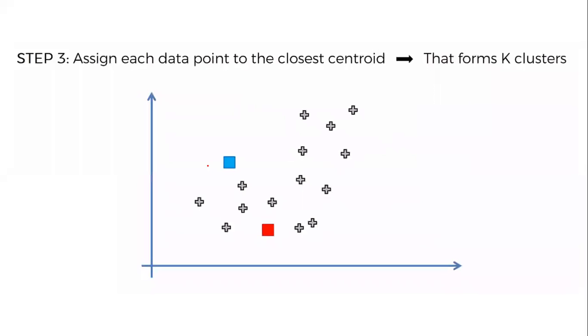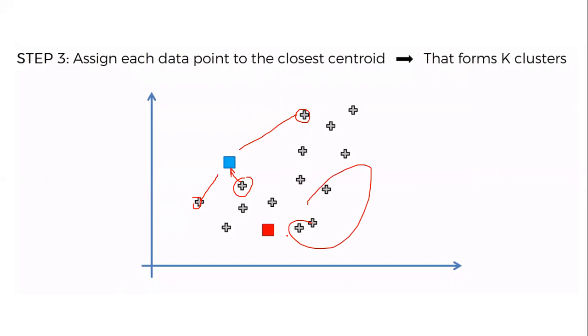Okay, now the third step is assign each point to the closest centroid. So I need to assign all the points to the closest centroid, right? I will find the distance of this point from this point, and I will assign this to this group. This point is closer to the blue one, it belongs to the blue cluster. This point is closer to the blue point, it belongs to the blue cluster. All these points belong to the red cluster. So I will find a distance.